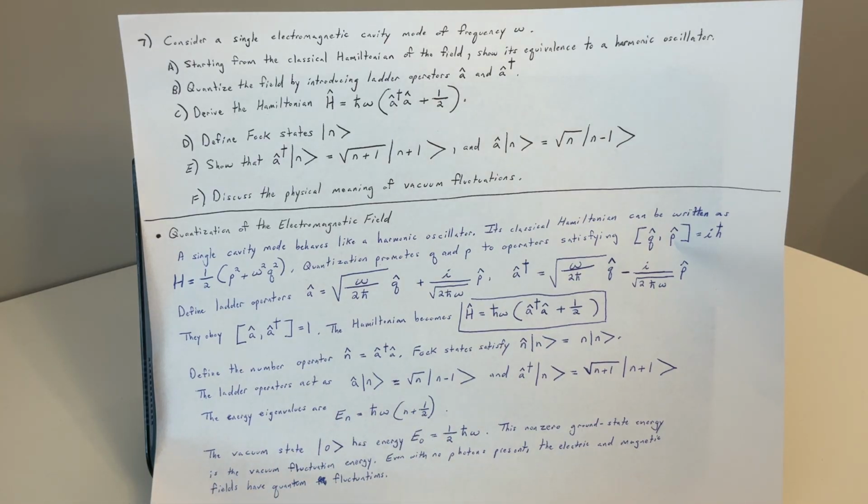And then the vacuum state, ket 0, has energy E naught equals 1/2 h bar omega. This non-zero ground state energy is the vacuum fluctuation energy. Very important. Even with no photons present, the electric and magnetic fields have quantum fluctuations. Very important idea there. Okay, so that's part 1, problems 1 through 7. Part 2 is next. Thank you.